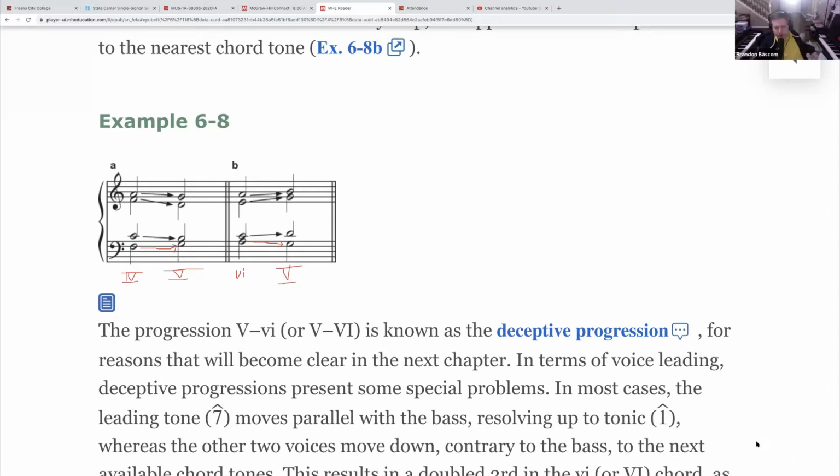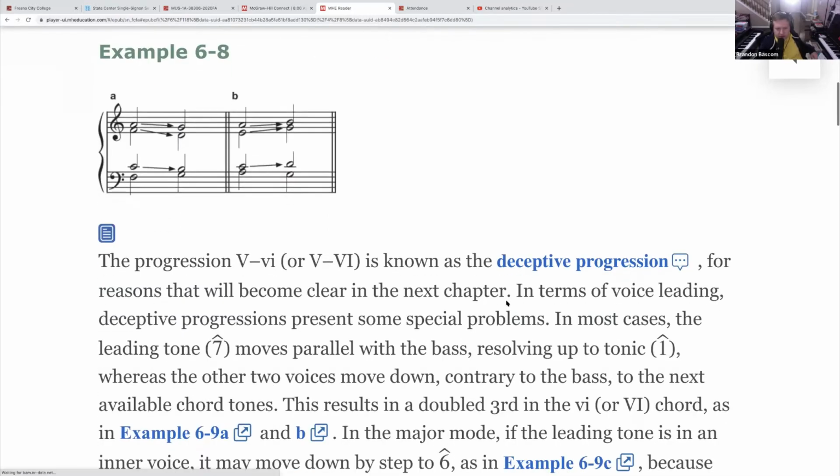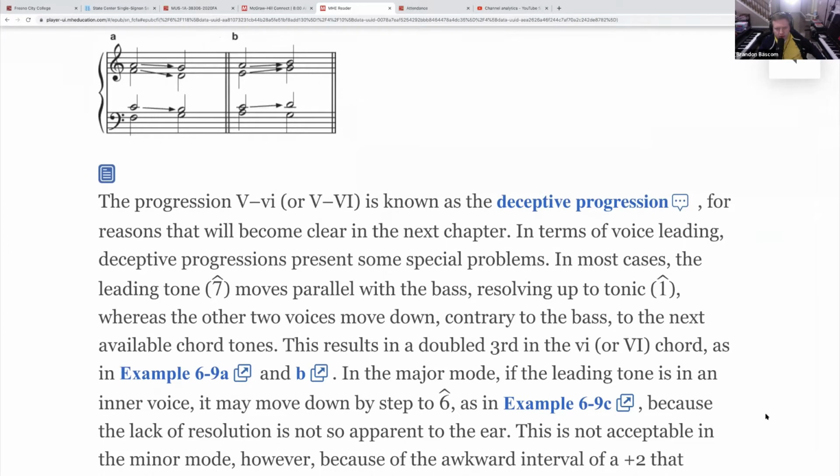Okay, so the progression of chord 5 to chord 6, or the dominant going to a major 6, is known as the deceptive progression. For reasons that will become clear in the next chapter, or it'll become clear when you listen to it. It'll fake you out. It doesn't go where you think it should go. In terms of voice leading, deceptive progressions present some special problems. In most cases, the leading tone, scale degree 7, moves parallel with the bass, resolving up to the tonic.